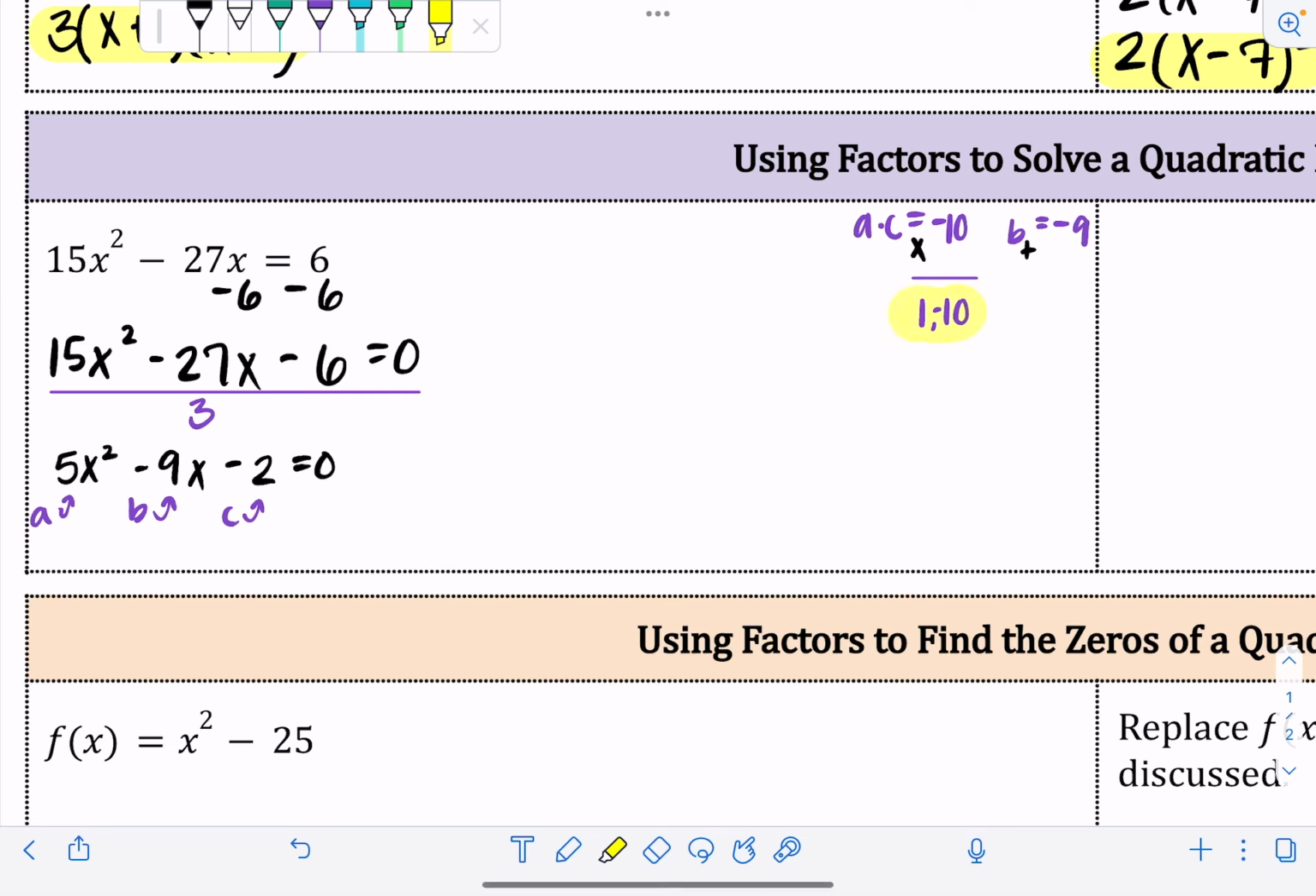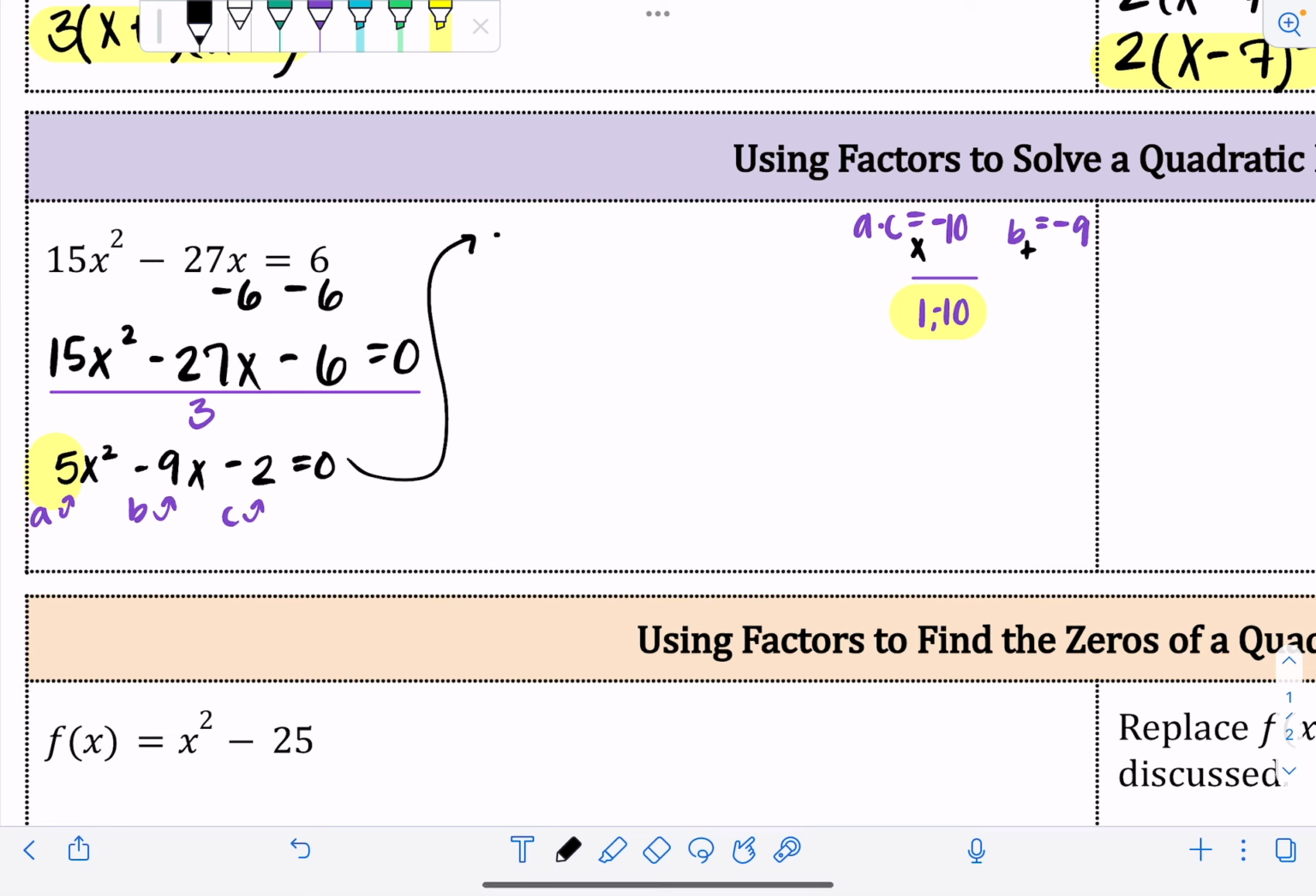So I'll use 1 and negative 10. But remember, when A is not 1, we don't go to the parentheses next. We actually have to break down the problem a little bit more. So I'm going to bring this up here to give myself more space.